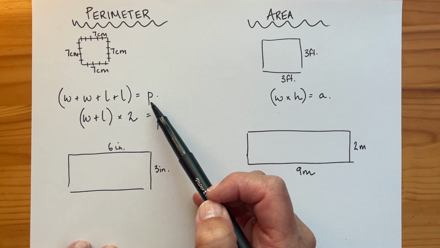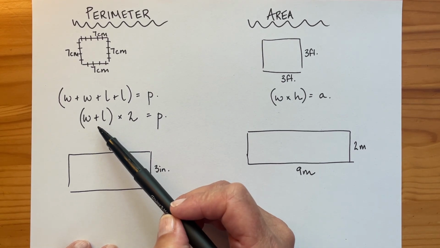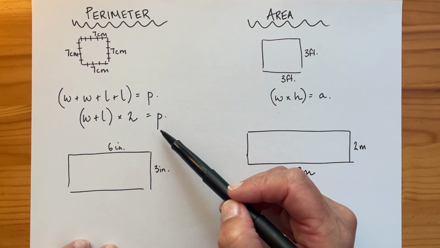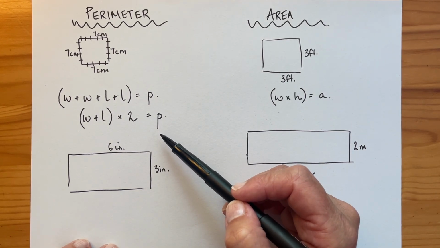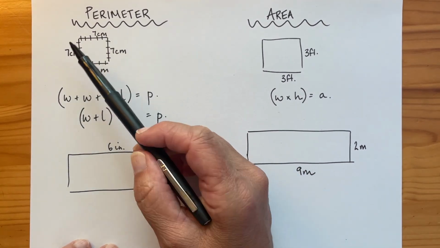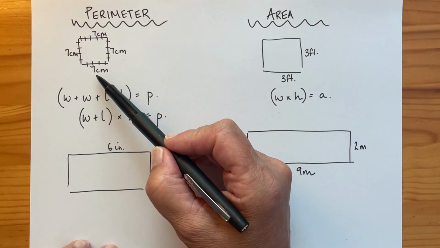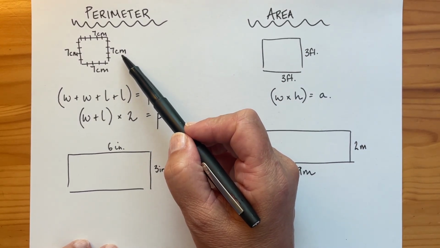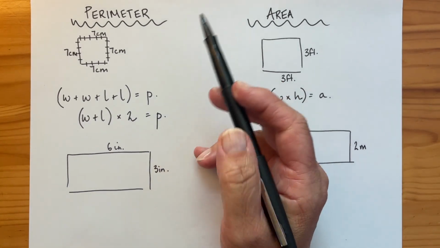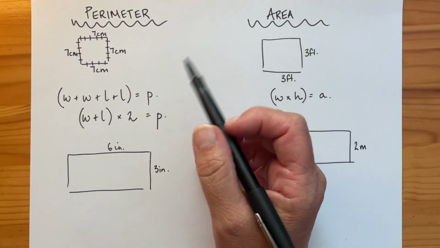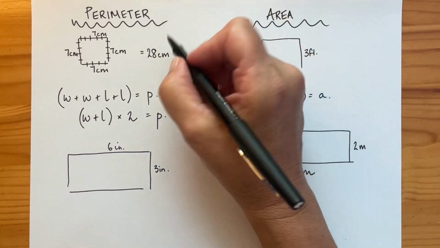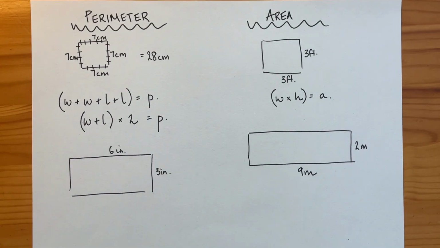Or you could take a little shortcut. You could take the width and the length, add them together and multiply that by 2 because it would be double, right? And so that would also give you the perimeter. Okay, so in this case, you would do 7 plus 7 plus 7 plus 7. Or you could do 7 plus 7 is 14. 14 times 2 is 28. So you would end up with an answer of 28 centimeters. Which is the same as saying 7 times 4, right?